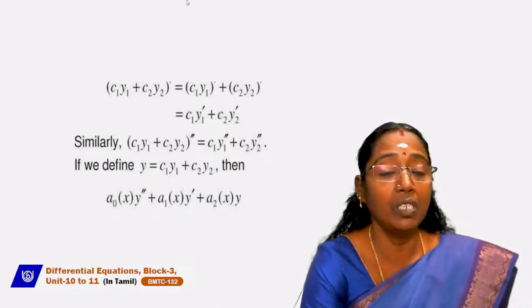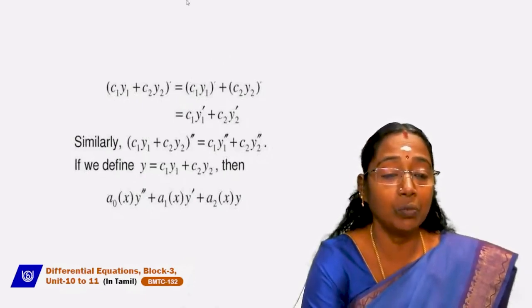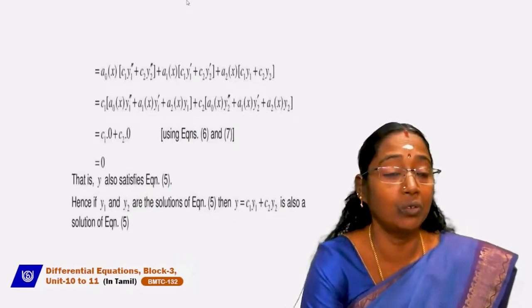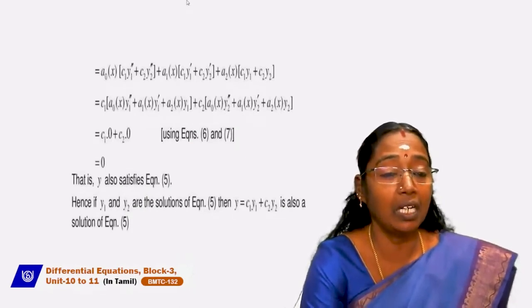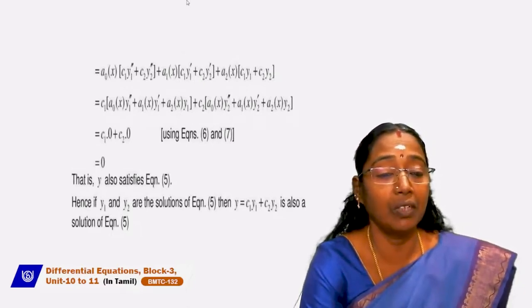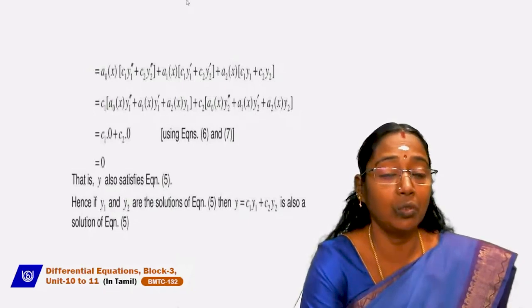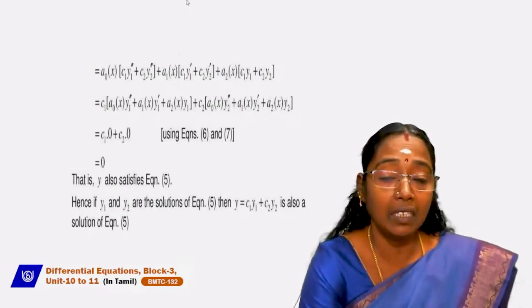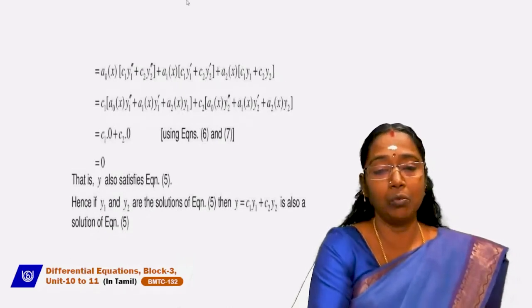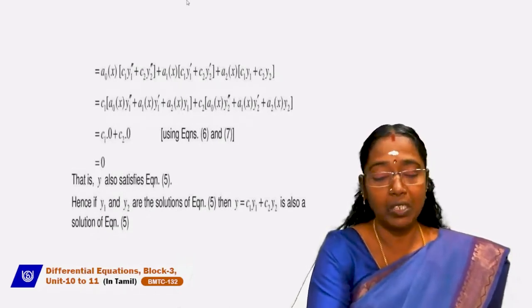If we define y equal to c1 y1 plus c2 y2, then a naught of x y double dash plus a1 of x y dash plus a2 of x y will be equivalent to 0. After simplification, after substituting all those given equations, we arrive at 0. That is, y also satisfies the given equation. Therefore, if y1 and y2 are solutions of the given equation, then their linear combination, namely y equal to c1 y1 plus c2 y2, is also a solution of the given equation.